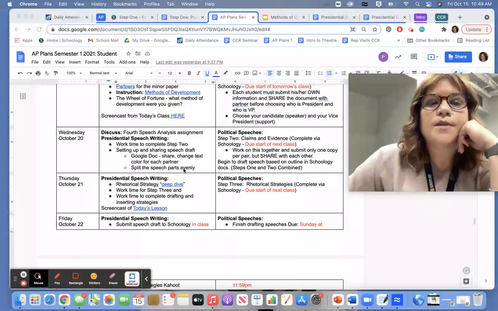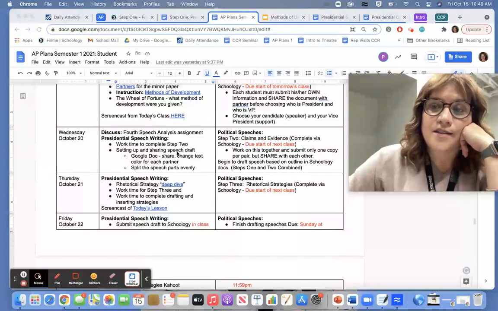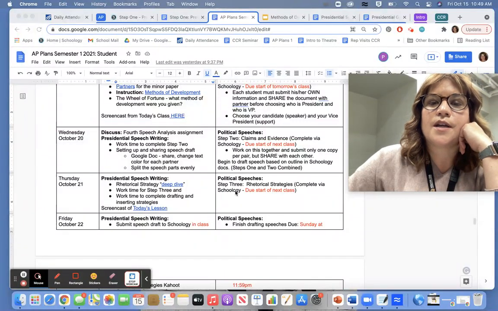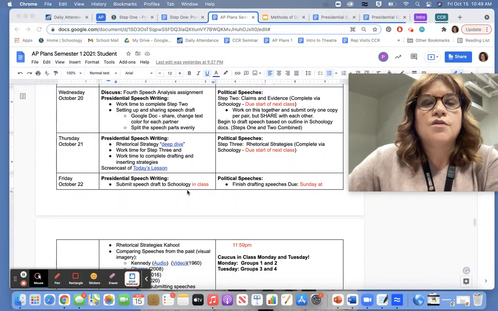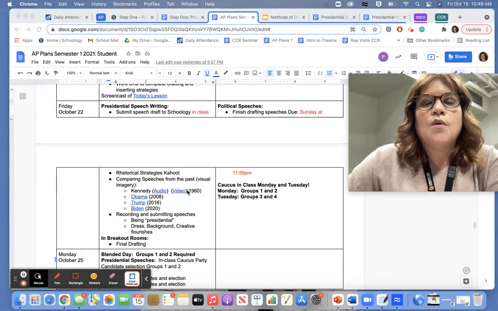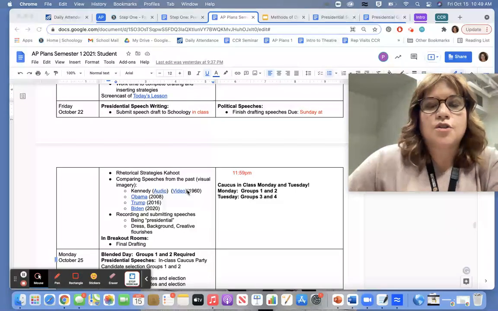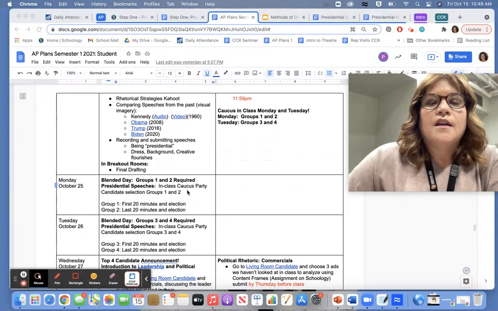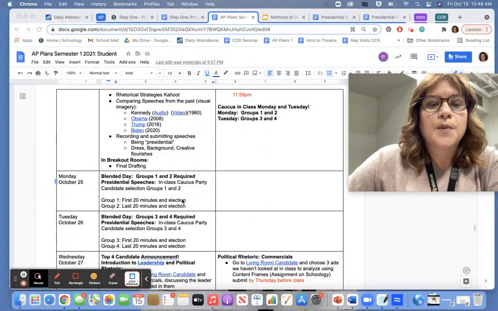So you will have some time working on drafting your speech in class. If you take a look, there's different steps that you're going to be doing. Developing claims and evidence and inserting rhetorical strategies are going to be parts of those steps for the next 2 days, Wednesday and Thursday. On Friday, you'll be submitting your first draft of that speech in class. Then you'll have the weekend to do any kind of corrections or changes to that speech.